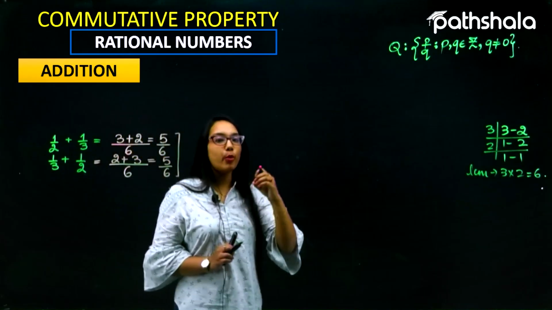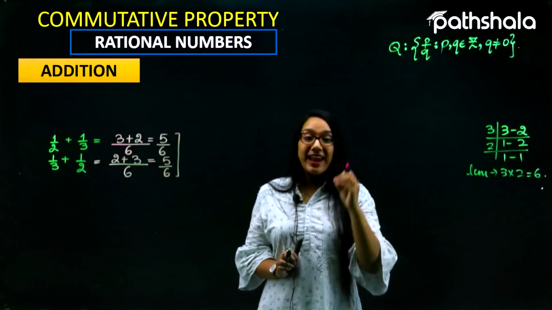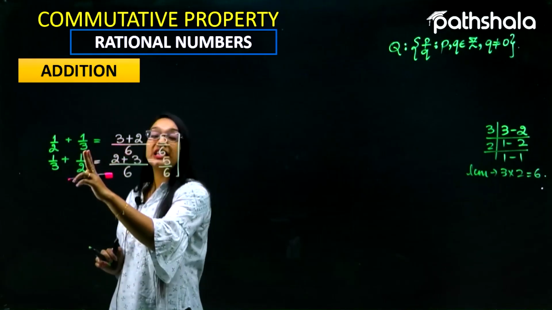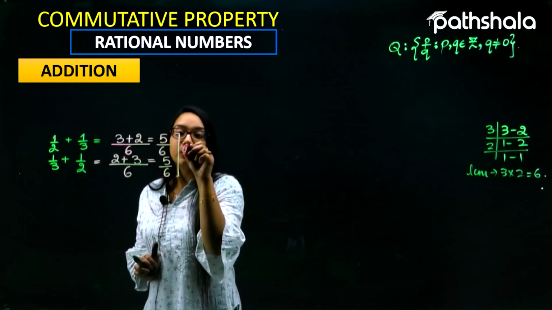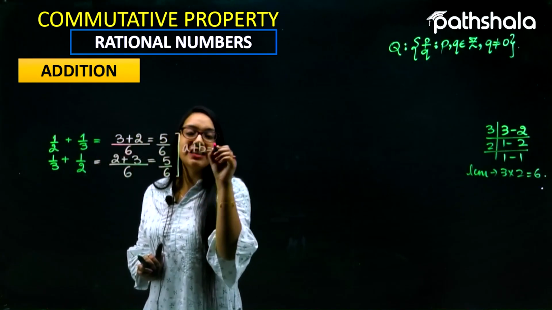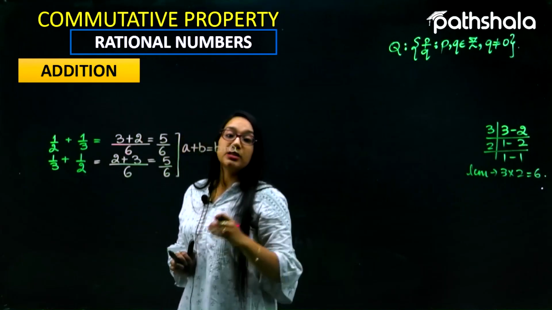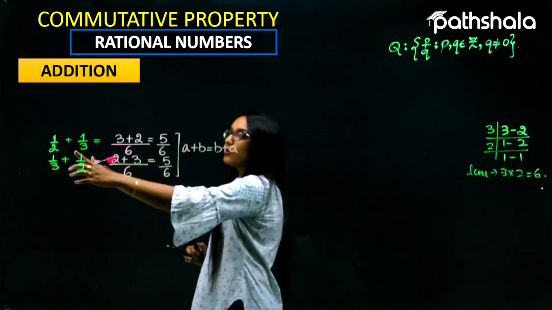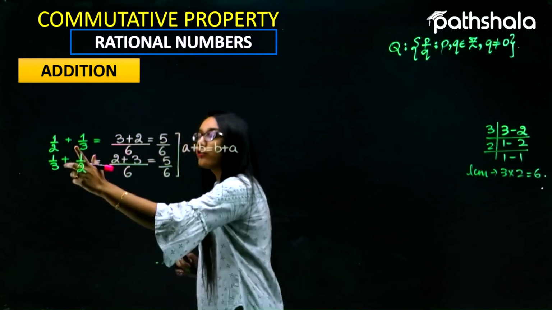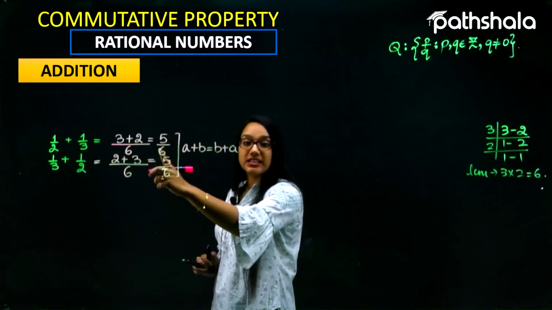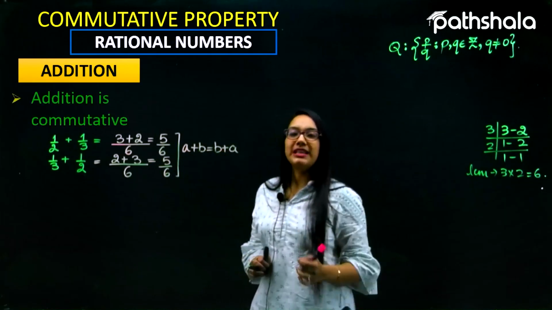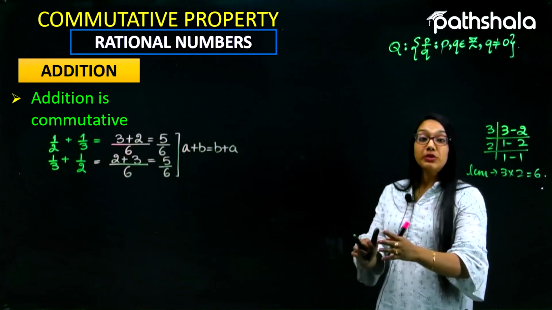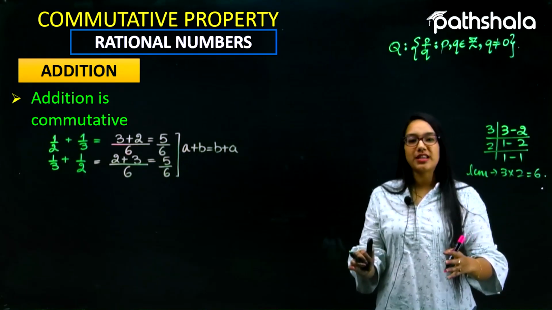So at the end, what will be the conclusion? The conclusion for both of these examples is that for any two rational numbers a and b, here a is 1 by 2 and b is 1 by 3, whenever I'm adding any two rational numbers in a different order, meaning a plus b and b plus a, the answer is always the same. Why so? Because when I added 1 by 2 and 1 by 3 in a different order, both of them gave the same result, 5 by 6. So hence a plus b is equal to b plus a. It means that addition is commutative in nature.